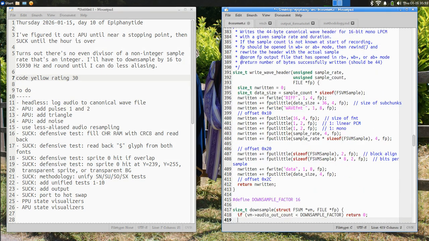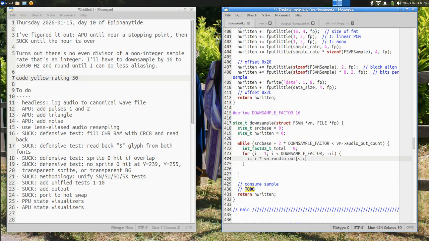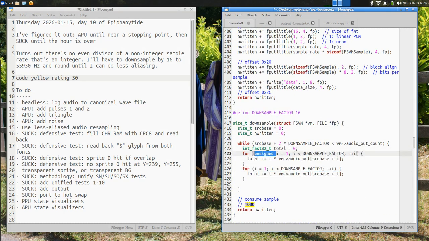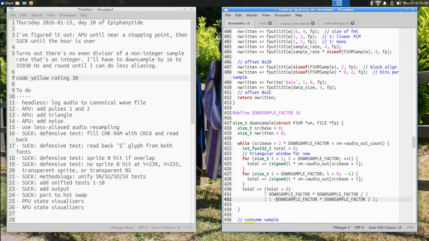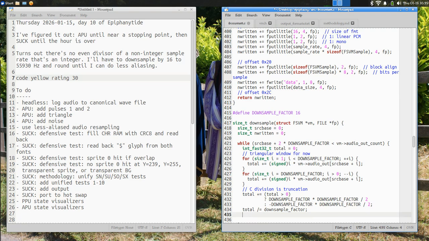I'd try to give it a bit less aliasing this time. A triangular filter smooths out the bumps in the square wave. It's not quite as sharp as a sinc filter, but it's quick to make. It'll do for now. Division in C is biased, always truncating towards 0. I pushed each sample away from 0 to have it round to nearest.